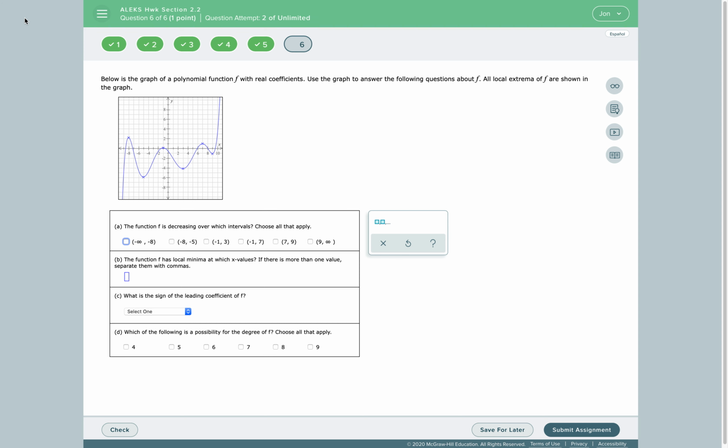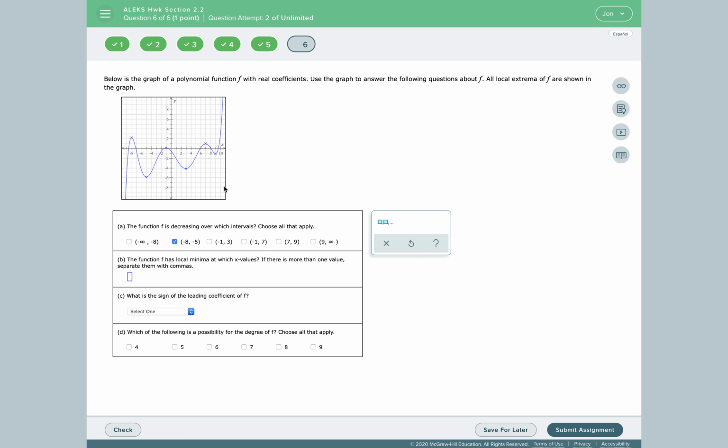Okay, for what we have in number 6, we have this function f, and it's asking where it is decreasing over which intervals. It says to choose all that apply. Now the intervals, we're looking at the x values. So if you notice we have an increase since the graph is rising, then we have a decrease. And this is going to fall between but not including negative 8 and negative 5. So this is one location where we have the decrease, then we have an increase, until we get to x is equal to negative 1.